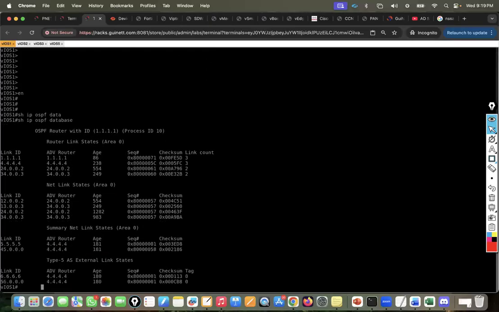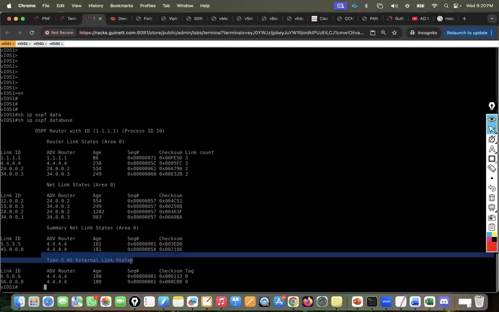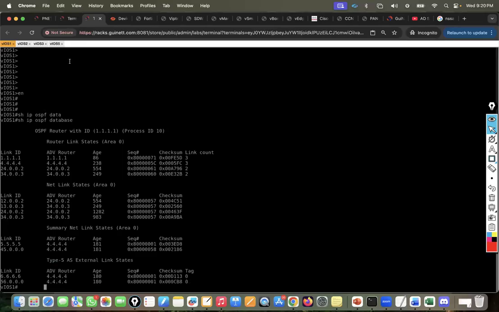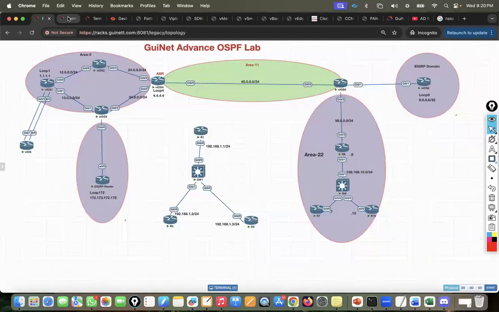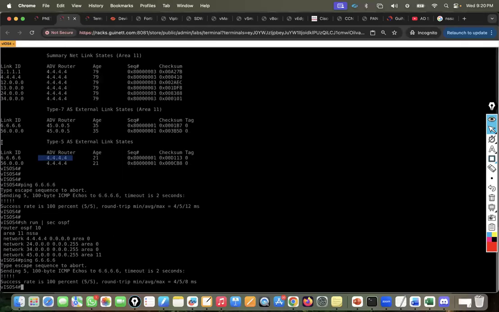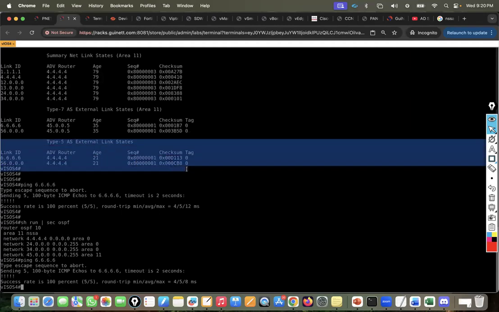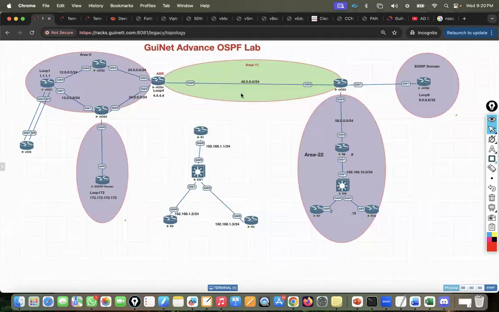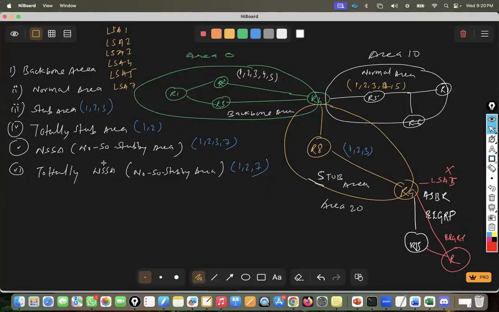See here. We are in the area 0. We are using this 666. Which LSA? 5. 5 only. So it is translated by which router? That is the ABR. He is the man who is doing the translation. Here is the data. Means R4 is doing the translation while sending to this other area. So this NSSA is injecting 1, 2, 3, and 7. Make sense?